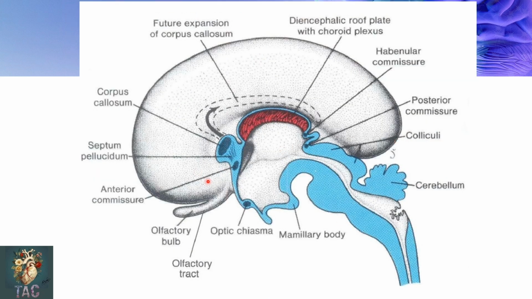So here you can see the corpus callosum which is forming; the dotted area also shows different parts of the corpus callosum. Here you can see the choroid plexus present in the roof of the diencephalon. Here you can see the posterior commissure, then the pineal body, then the habenular commissure, and these are the parts of the midbrain forming the superior and inferior colliculi. Anteriorly you can see the corpus callosum, then the septum pellucidum is developing. Here you can see the anterior commissure is forming, then in the lamina terminalis, then the optic chiasma, and then the hypophysis cerebri, the hypophyseal stalk, and then the mammillary bodies. So these are the areas which are forming the olfactory bulb and the olfactory tract.